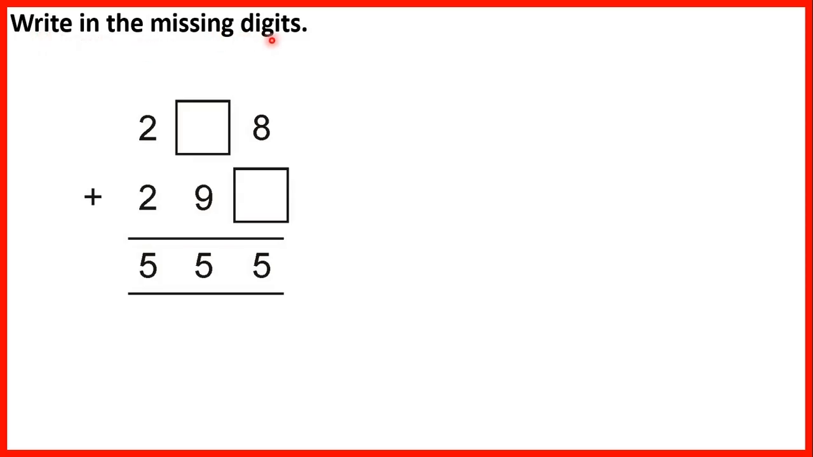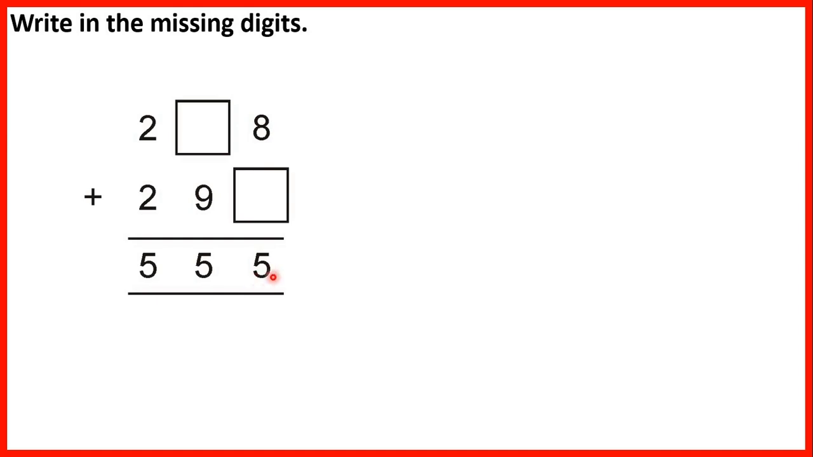Write in the missing digits. So here we have a missing digit addition problem, and we solve this by following the same steps that we use for column addition. So that's working from right to left, starting with our ones column. We have 8 plus something, and we have 5 as the ones digit of our answer.